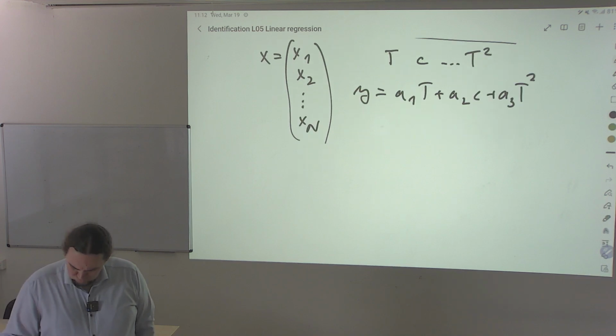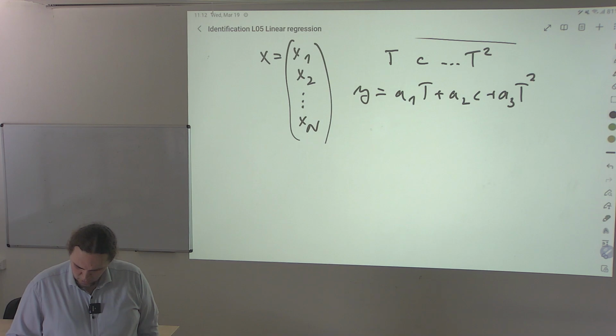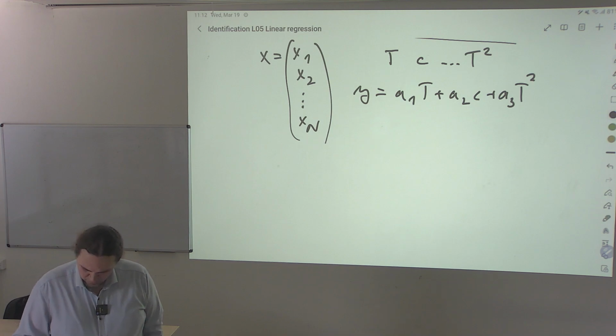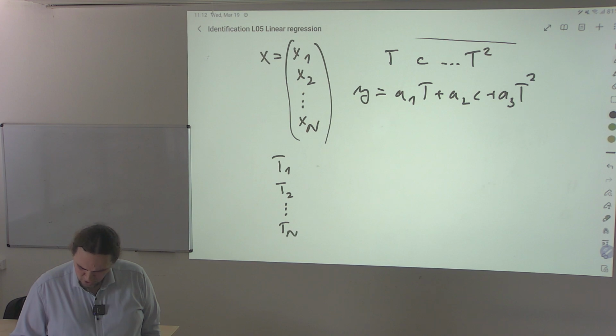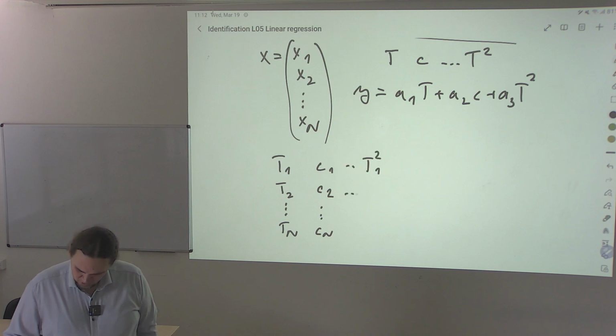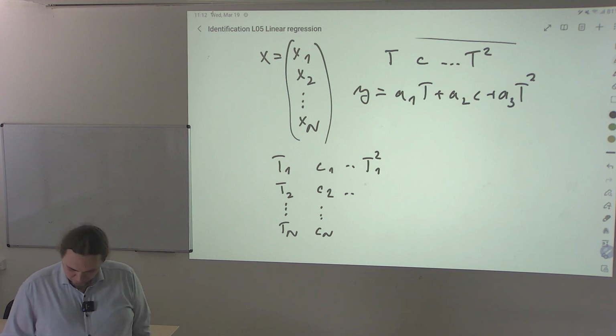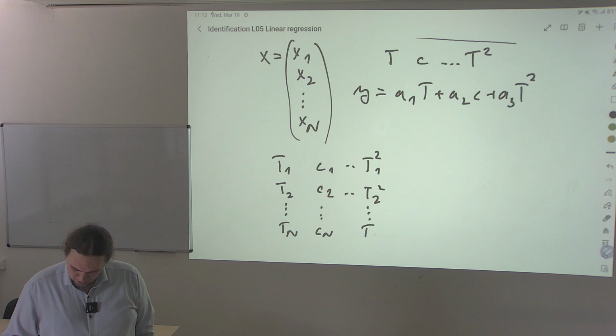So let's just say, okay, our data will come, let's say, in this form. We have temperature at the first measurement, at the second measurement, at the nth measurement, concentration first, second experiment, nth experiment, and so on. And maybe we even have these squares or whatever functions that we might like to add into our model.